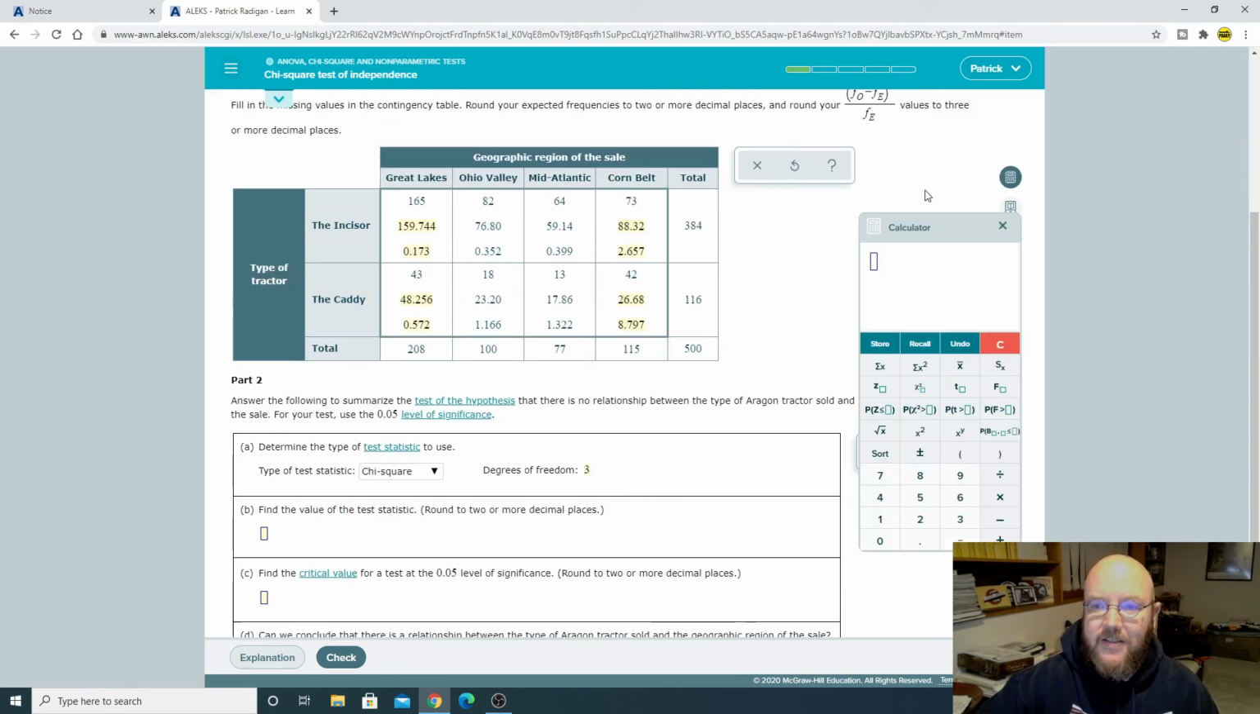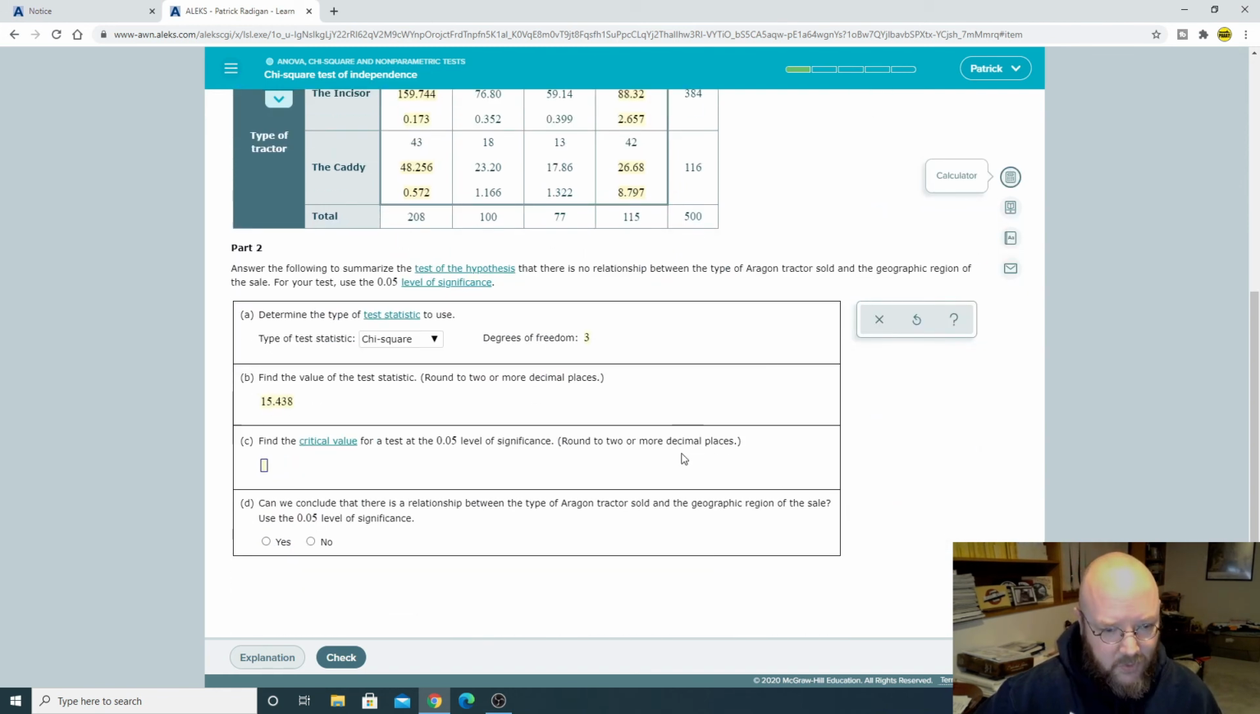All right. Value of the test statistic, we've got to sum all these up. So bear with me while we do the math. 0.173, comma, 0.352, comma, 0.399, comma, 2.657, comma, 0.572, comma, 1.166, comma, 1.322, comma, and then 8.797. Bam, there we go. 15.438. And the higher the chi-square value, well, if you have a lot of rows and a lot of categories, that doesn't really tell you anything. But the higher the value, the more skeptical you should be.